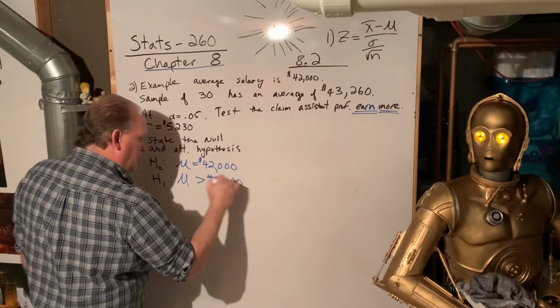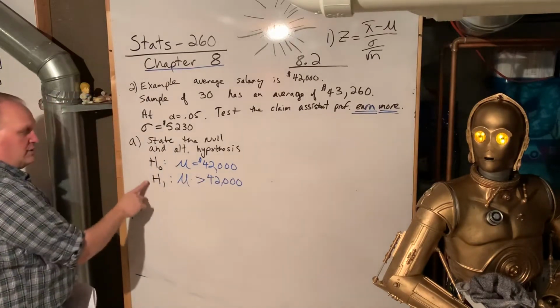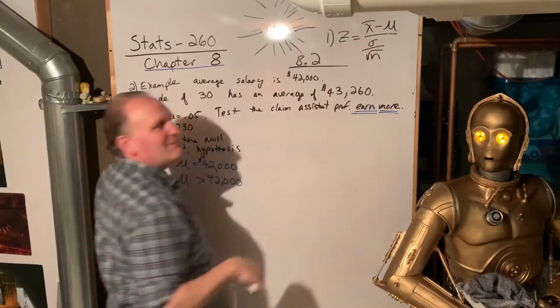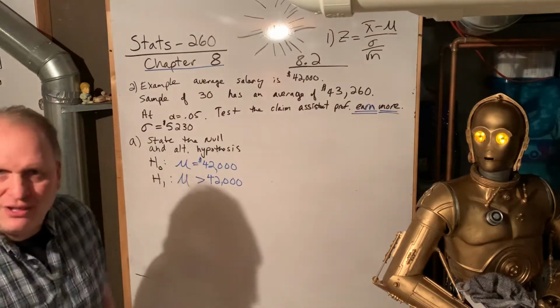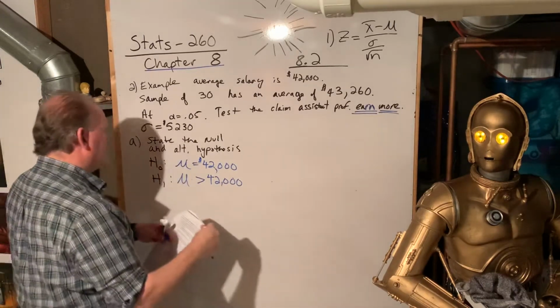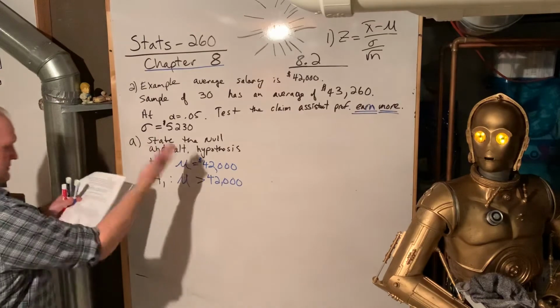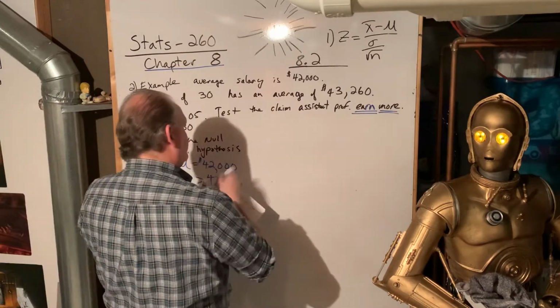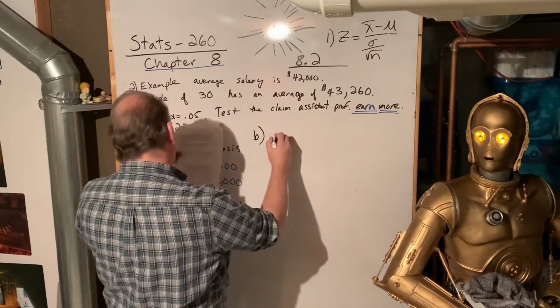Now notice, your null and your alternative hypothesis should have nothing to do with this. This is just a little piddly sample. It's only based on 30 people. That isn't enough for us to make generalizations about the population. All right? So that's always step one. Step two, draw yourself a pretty picture.